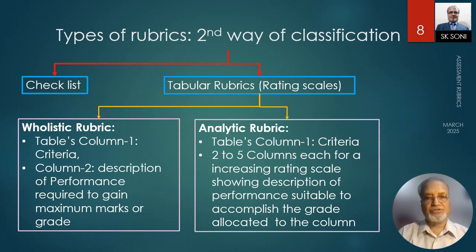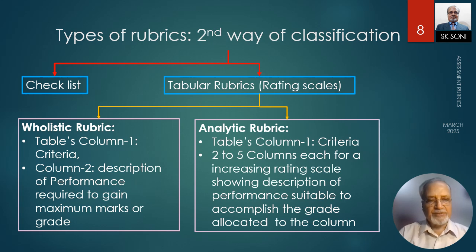Let us now see the second way of classification of types of rubrics. Some of the rubrics may be simple as the checklist of a grocery shopping. So it is a checklist type of rubric. Another way of making the rubric is in the format of a table. So tabular rubrics having rating scales. There are two different types of tabular rubrics. One is holistic rubric, another is analytic rubric.